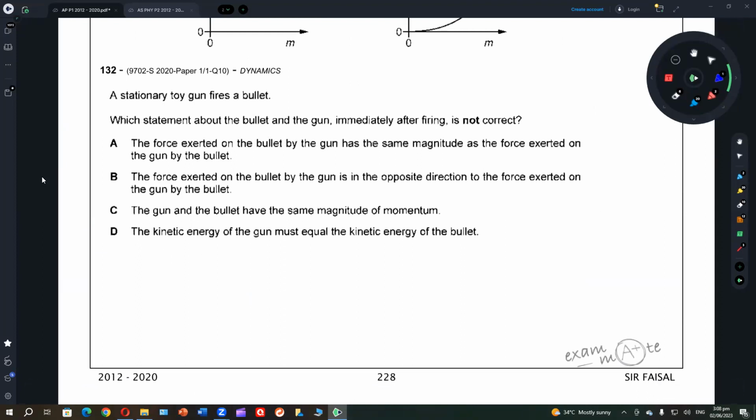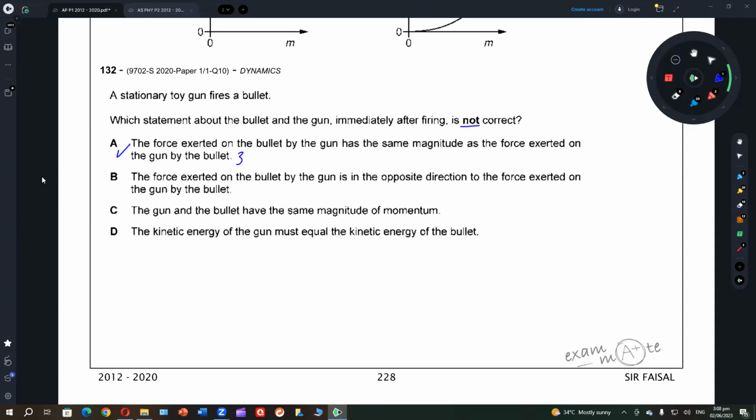A stationary toy gun fires a bullet. Which statement about the bullet and the gun immediately after firing is not correct? These questions are always very tricky. The options are very close and the language is twisting. The force exerted on the bullet by the gun has the same magnitude as the force exerted by the bullet on the gun. He's trying to engage Newton's third law. He says not correct, but this is correct.